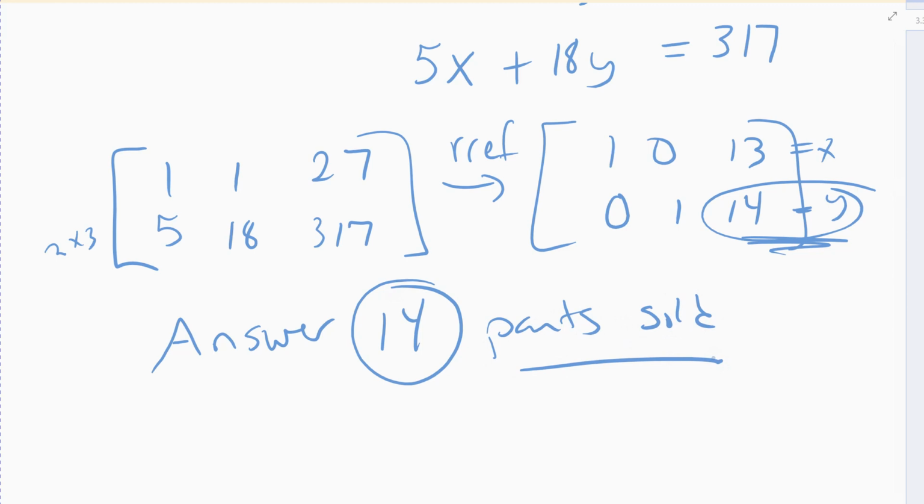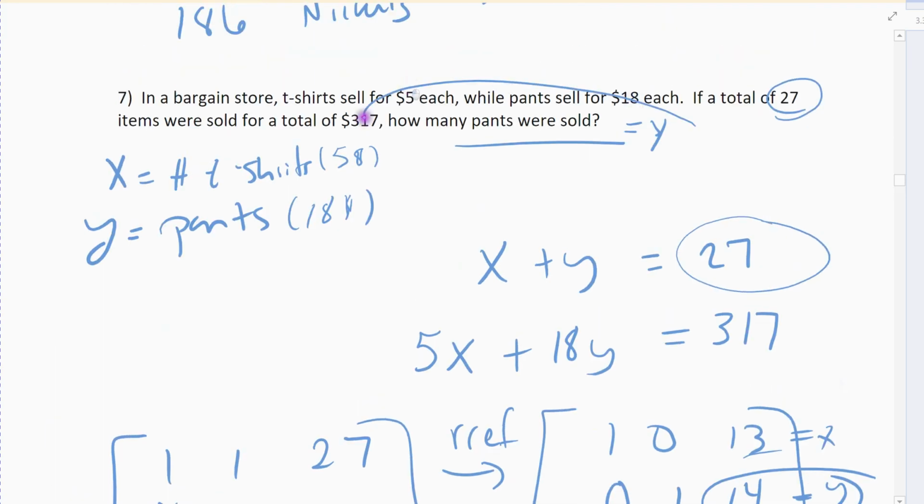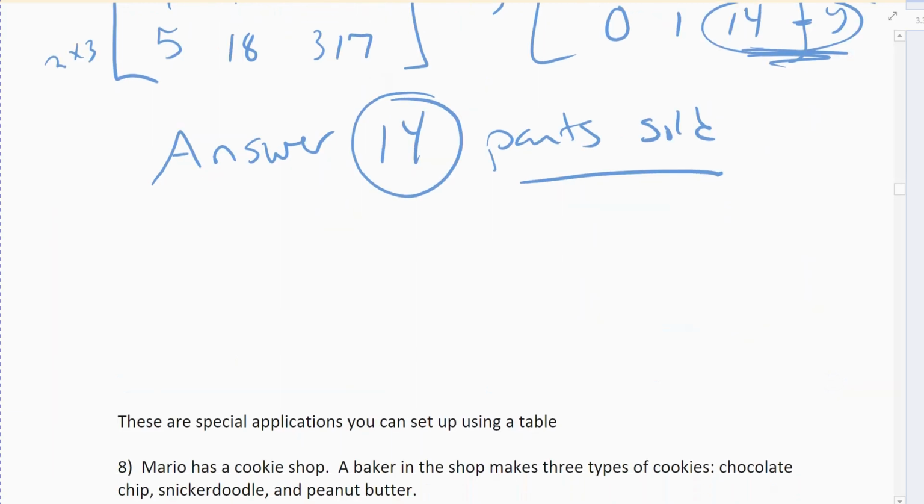We can check our answer, right? It should add up to 27 items. 13 and 14 do add up to 27. So I can use the 13 to check that my answer is reasonable, but remember, only give the answer you are asked to find. Don't give the 13, otherwise it'll be marked wrong. It only wants the 14. It only asks for pants. So always answer what you are asked to find. If it asks for both, give both. If it asks for one, only give one.